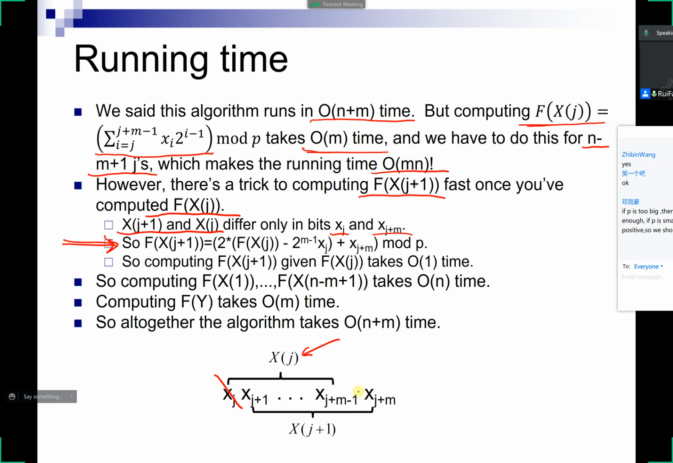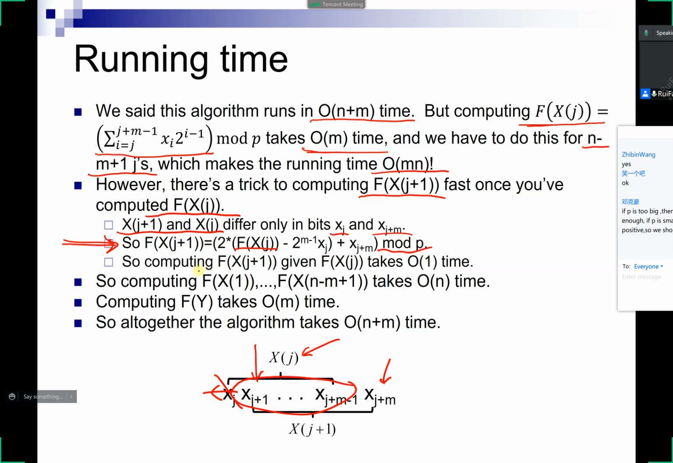Then after that, you need to take the remaining part and shift it left by 1 bit, because now the most significant bit is going to be x of j plus 1. To do the shift, you can just multiply by 2. So you subtract out the previous most significant bit, you multiply by 2, and then lastly you add in the least significant bit. After you do all that, you take things modulo p. Therefore you have this equation, which gives you the next fingerprint from the previous fingerprint just by doing a constant number of operations.